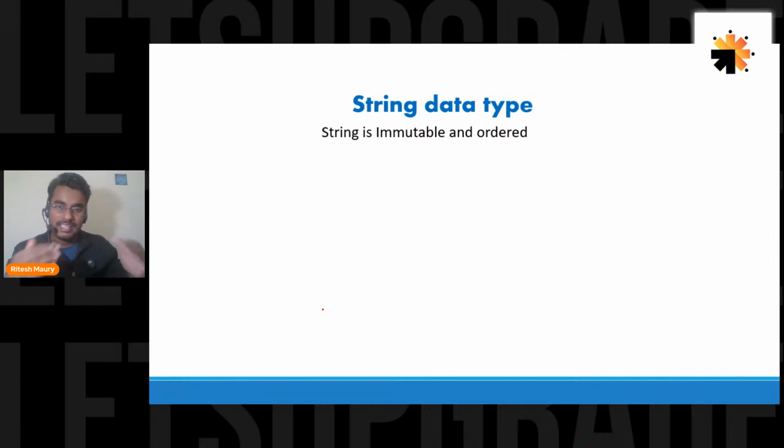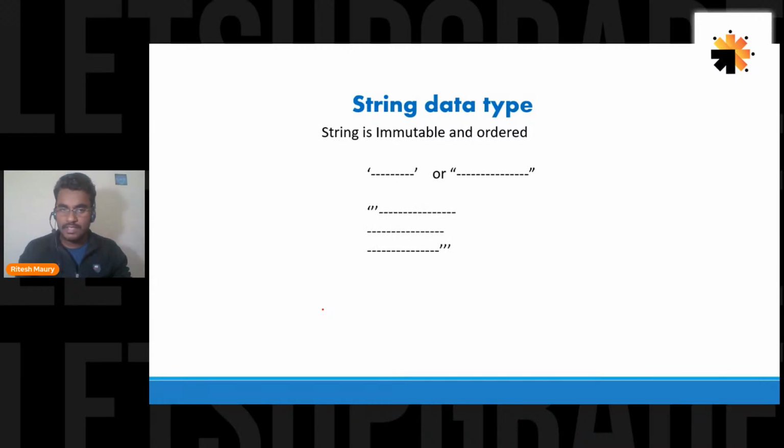Ordered in the sense that an index is available. It can be defined with double quotes or single quotes. If you have a single line, it's defined with single quotes. If you have multiple lines like this, use three double quotes. Okay, this one.